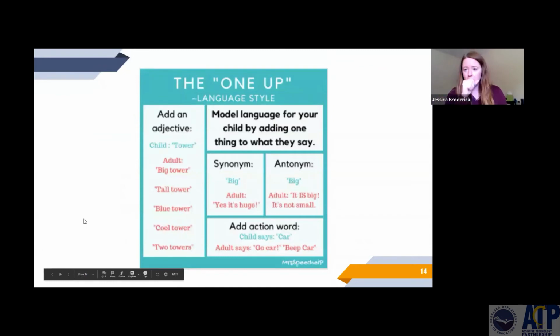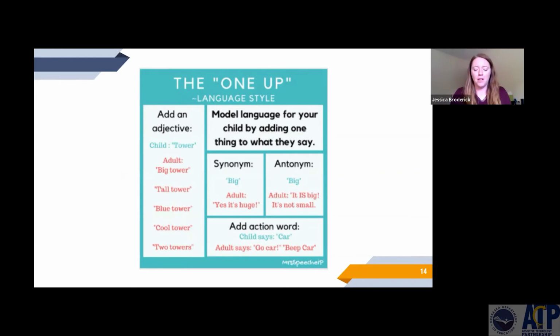I like this visual. I call this the one-up language style. So if you're thinking about how you can expand on what a child is saying, you can add an adjective. So if that child has said tower, I could say big tower, tall tower, blue tower, cool tower, 2 towers. So you can add an adjective. You can do a synonym or an antonym. So if the child says big, I might say, yeah, that's huge. Or if the child has said big, I might say it is big, that's not small.